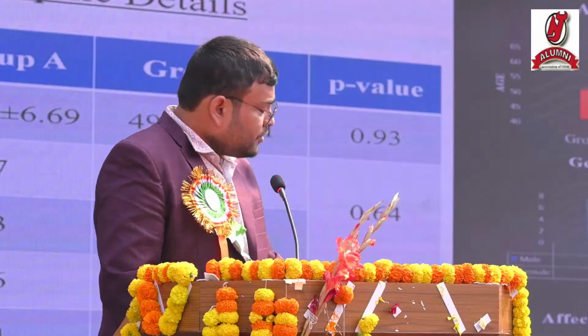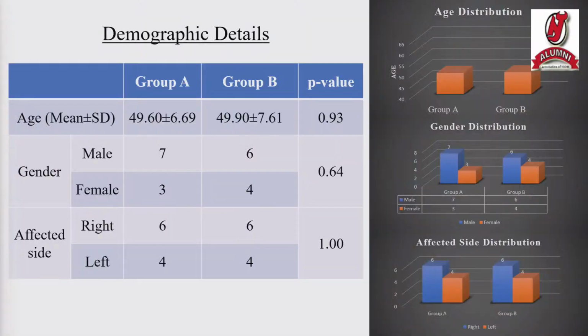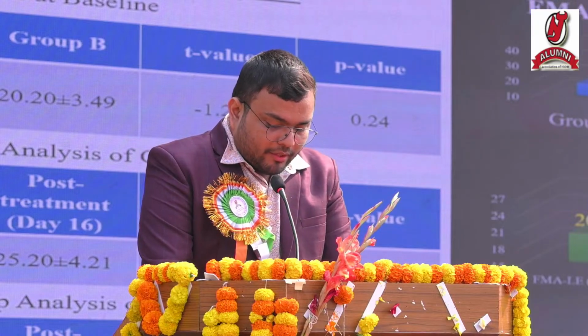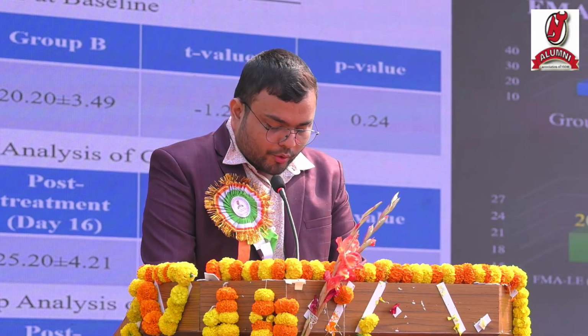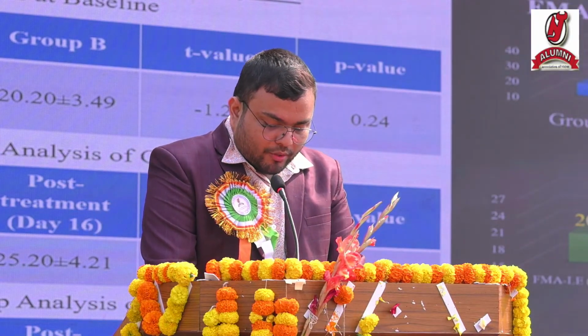Next slide. So for demographic details, for group A and group B, the mean age was around 50 in both of the cases, and for gender and affected side also, it was non-significant between groups at baseline. Next slide. So for outcome measure analysis, Fugl-Meyer lower extremity at baseline for group A and group B, the p-value was 0.24, which was homogeneous, and when we were doing within group analysis, we can see that both for group A and group B, it significantly improves the motor function of the patient with a p-value of 0.00 and 0.00.